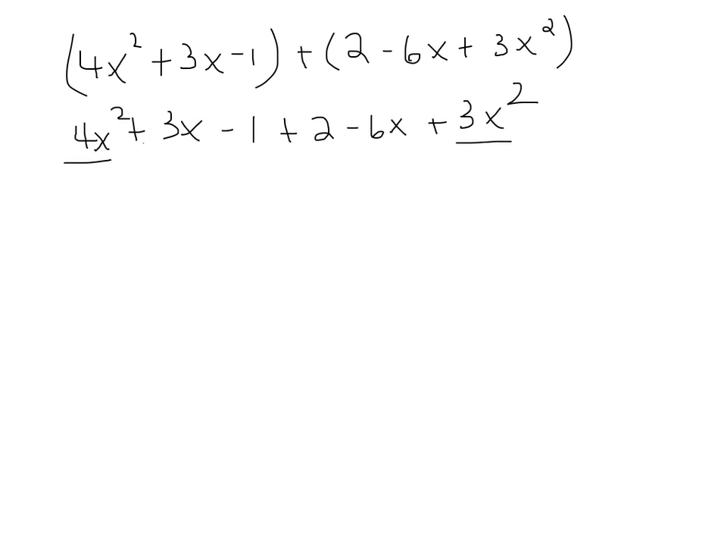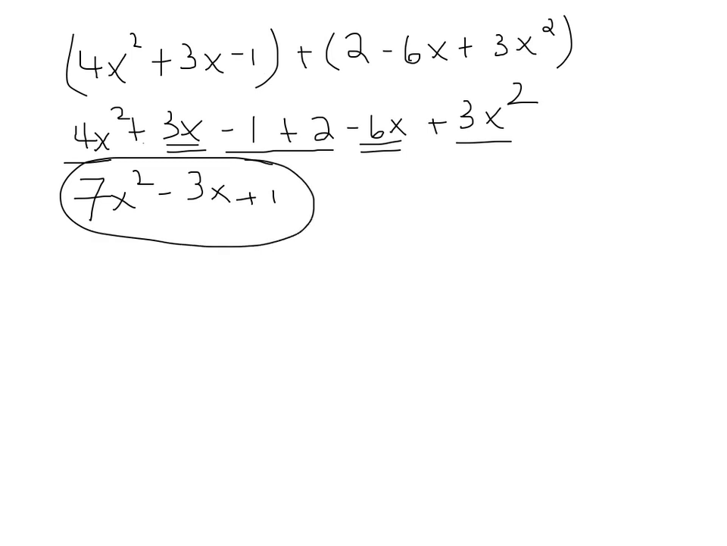And then it's a matter of simply combining like terms. We'll do the x squareds first. 4x squared plus 3x squared is 7x squared. We'll do the x's next. We have 3x minus 6x, which is negative 3x. And then finally, negative 1 plus 2 is positive 1. And that is our final answer.